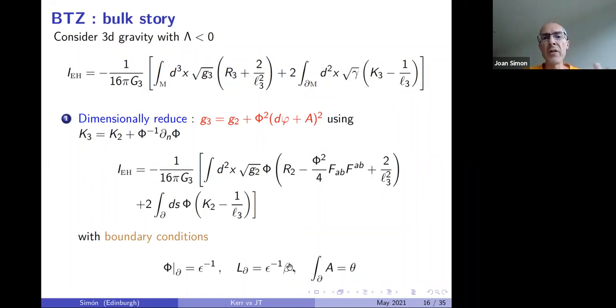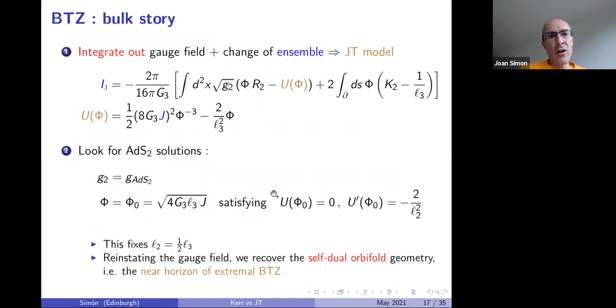And here I'm reminding you of the previous boundary conditions. This is the length of the thermal circle. This is the Dirichlet boundary condition for the size of the S1, the same one as before. And I need to provide you with a boundary condition for the gauge field, and that's this holonomy condition. So it turns out that there are some technicalities here that I can rewrite that model in terms of this effective action, which is a gravity model in 2 dimensions coupled to a scalar field in the presence of a non-trivial potential. So that's an example of a two-dimensional gravity plus dilaton field.